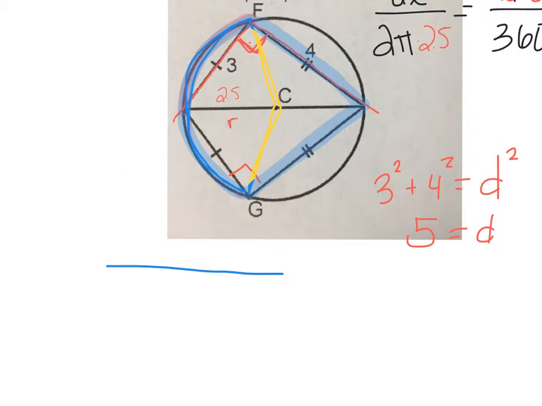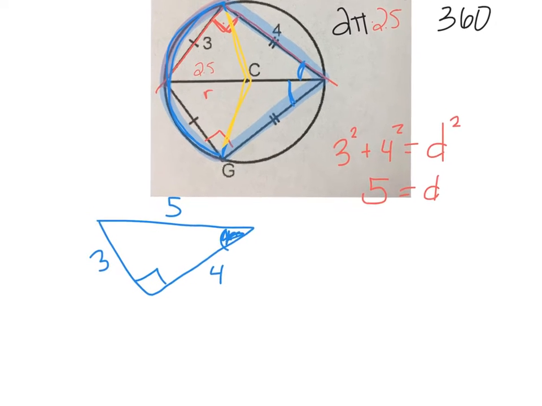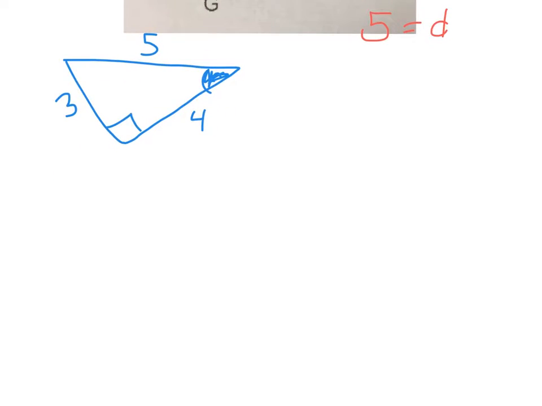So let me redraw this triangle here. This is the bottom triangle with a side of 3 and a side of 4 and a hypotenuse of 5. Now I'm going to figure out what this angle is. Since these triangles are congruent, I can do one of them. Now I have all 3 sides, so I can use whatever trig ratio I want. So I'm going to choose to use tangent. You can use sine and cosine as long as you use the right ratio.